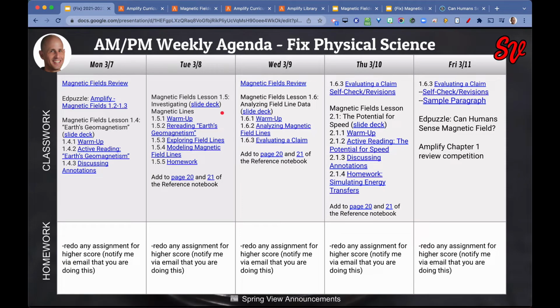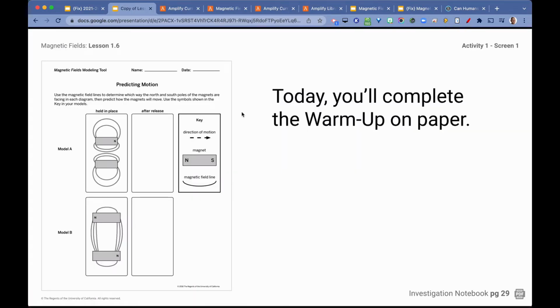Then we did 1.6 on Wednesday. They did some more analyzing of field lines, and let's take a look at the slide deck on this one. They completed a warm-up based on the previous day's lesson. They had to fill out this modeling tool, a predicting motion modeling tool.